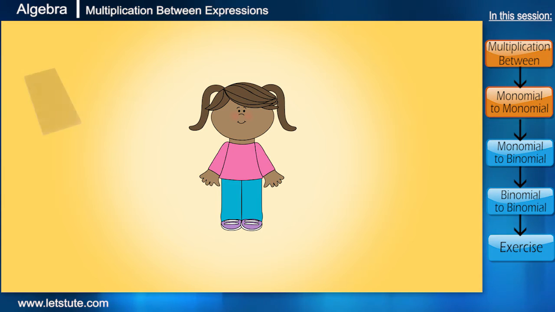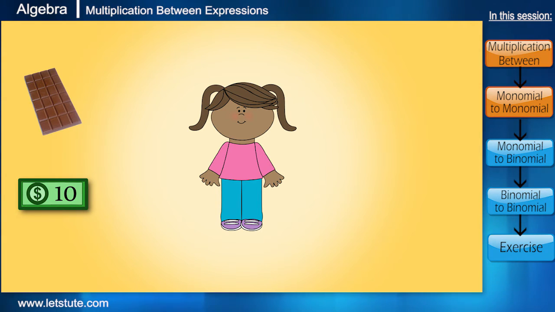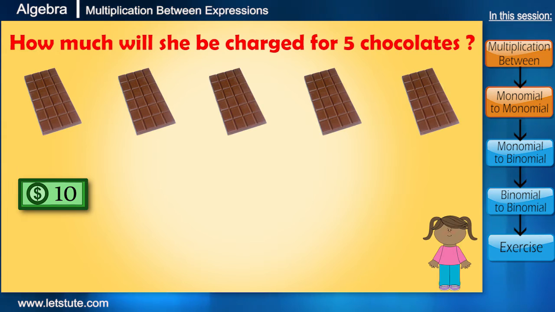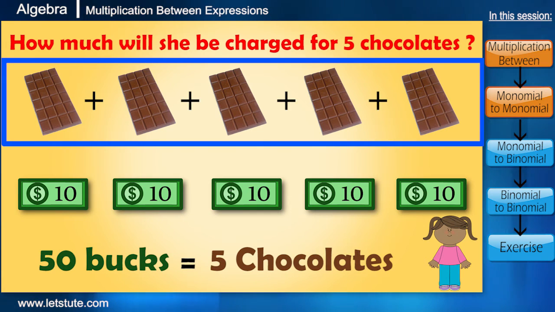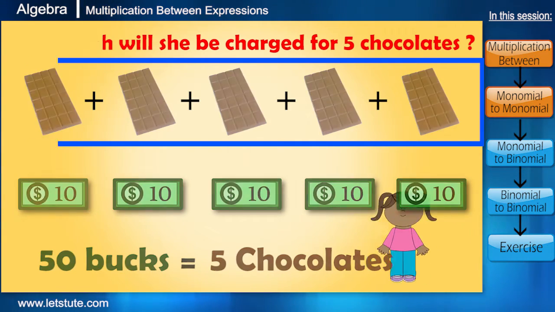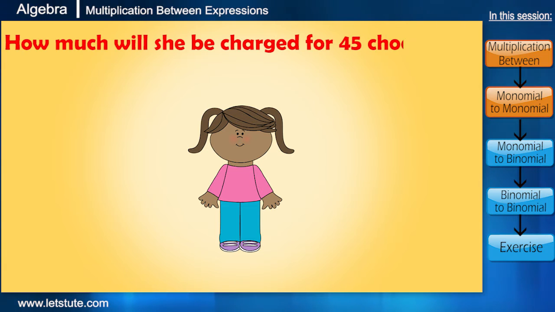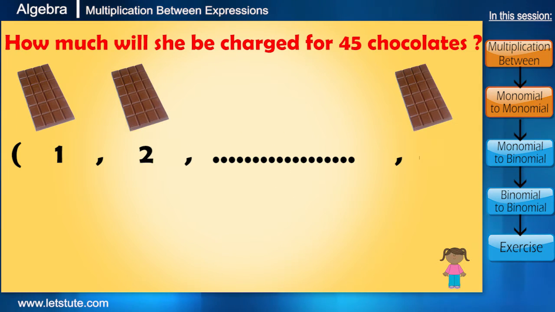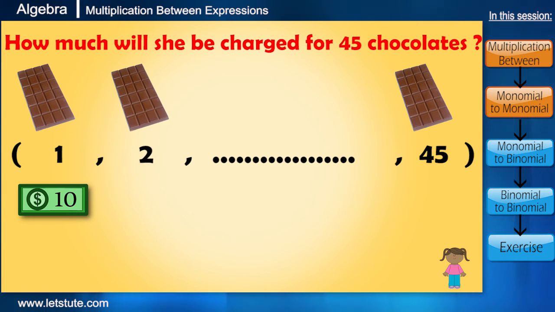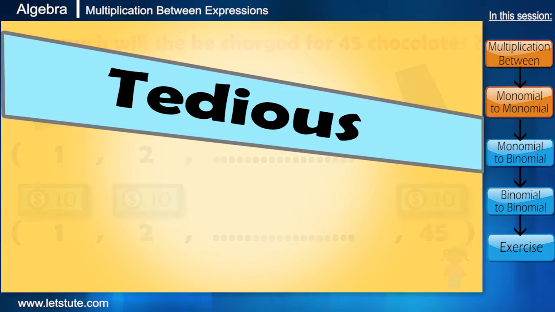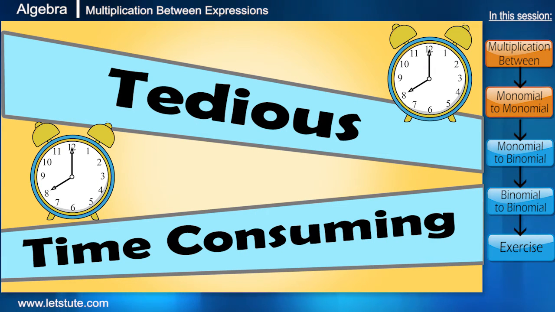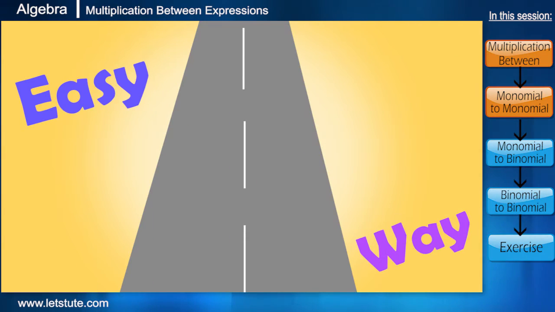Sheena knows that the price for a chocolate is 10 bucks. Then how much will she be charged for 5 chocolates? Well, it's very simple. She will simply add 10 bucks 5 times and thus will pay 50 bucks for 5 chocolates. Now if Sheena wants to buy 45 chocolates, then to know the total amount payable, she will go on adding 10 bucks 45 times, right? Isn't this a little tedious and time consuming? Yes, but don't worry, we have an easy way too.